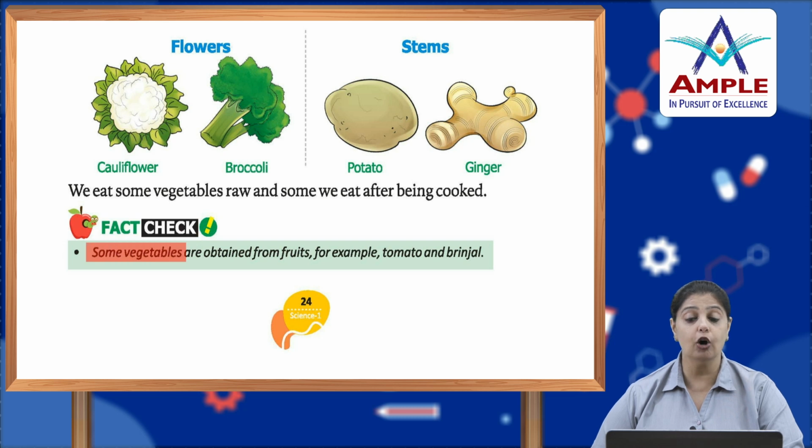Some vegetables are obtained from fruits, for example, tomato and brinjal. So, these are actually fruits, but we have them as vegetables, okay.